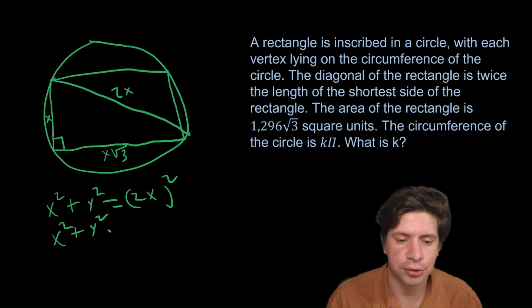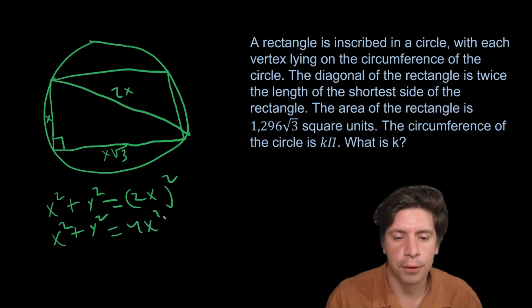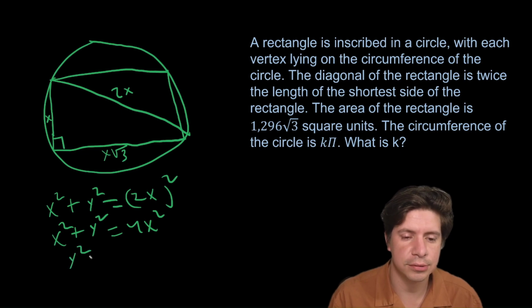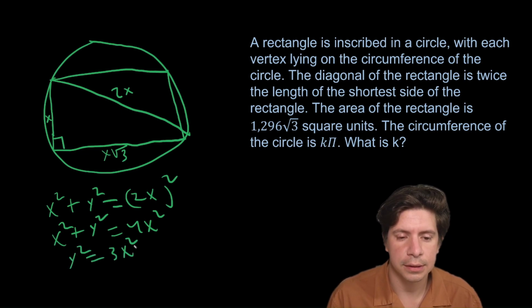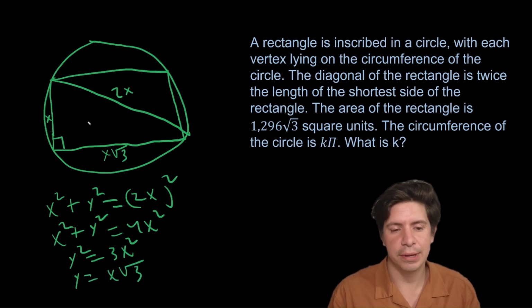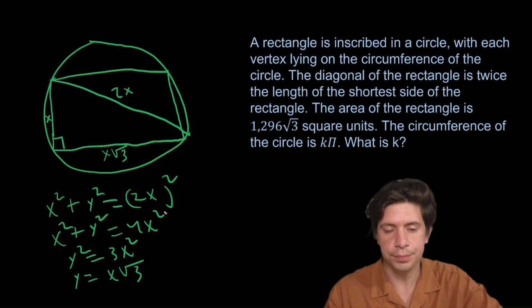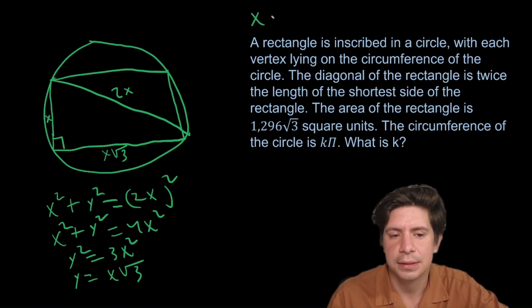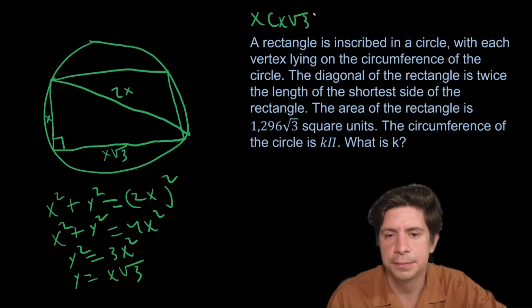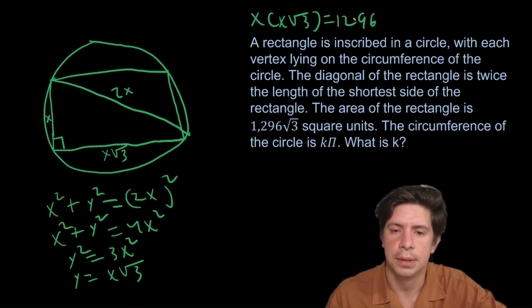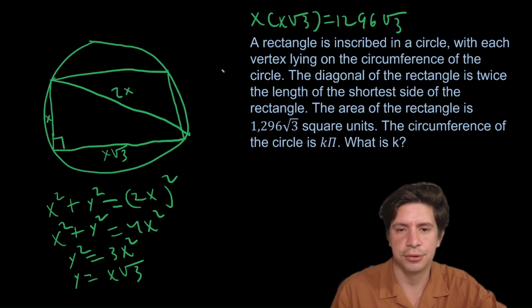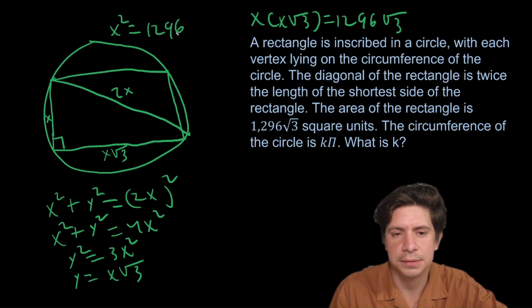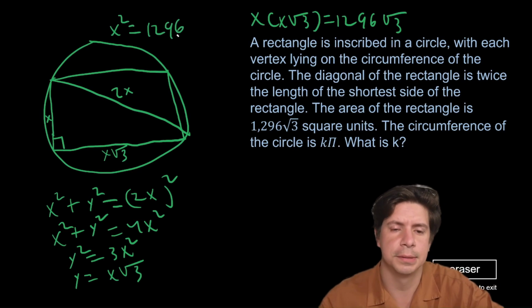Actually, you should just pause the video and try it on your own and let me know what you get. X squared plus y squared equals 4x squared. We would subtract x squared and get y squared equals 3x squared, and then y equals x root 3 once you square root. Okay, so now we have that, and what you can do is x times x root 3 equals 1296 root 3. The root 3's cancel, so you're going to get x squared equals 1296.